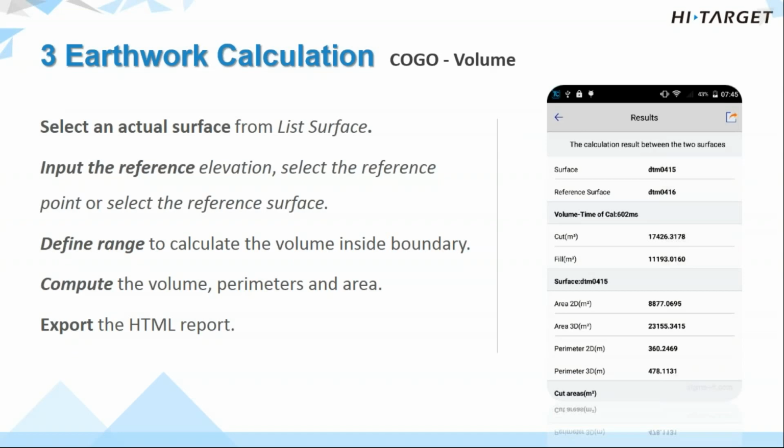And after the reference, you need to do the range define. You can get the coordinates or use another surface to get the range of the DTM and do the calculation. Then you can finish it.